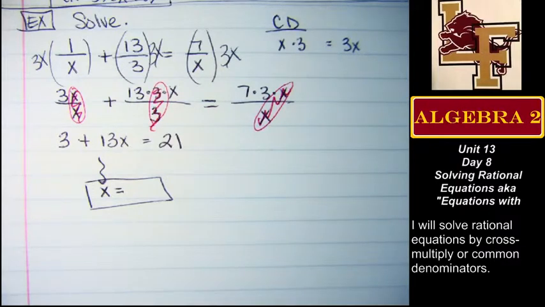Subtract 3. Divide by 13. Yeah, 18 over 13, and it's fine. Leave it as a fraction. All right, so this was technique number 1.